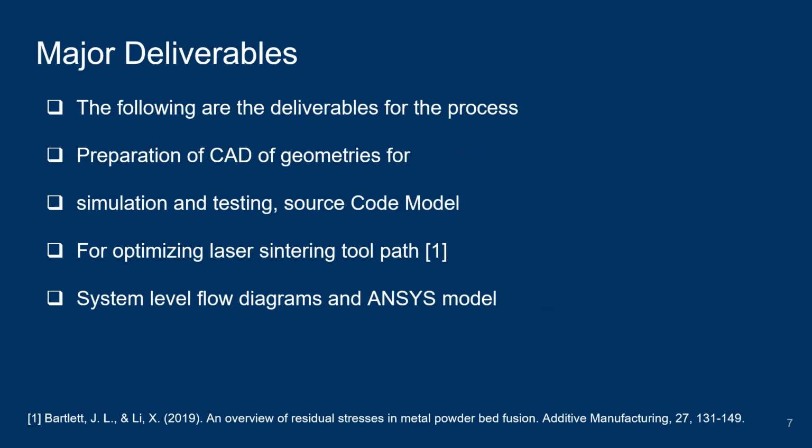Major deliverables. The project has four major deliverables, and they will be significant in achieving the project objective. The deliverables include the preparation of the CAD geometry for simulation and testing, a source code model for optimizing laser sintering two-pass, a system level flow diagram, and the ANSYS model. The deliverables effectively determine not only the amount of residual stress, but also the available techniques.